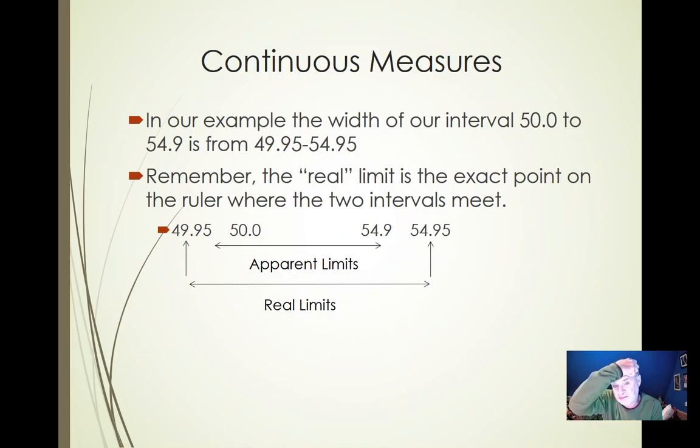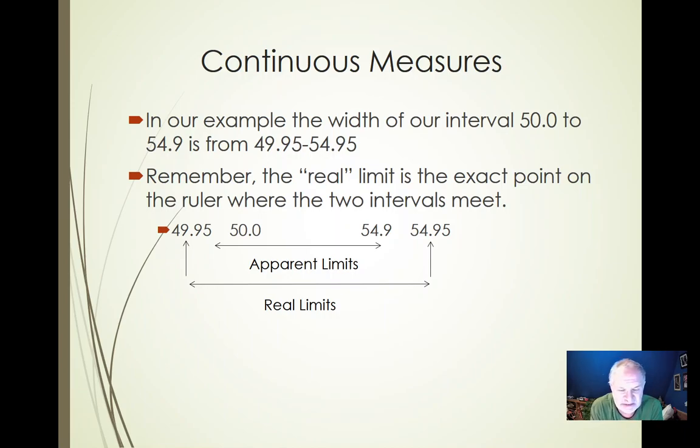Now, and I'll do it in a bit, if I create a grouped frequency distribution, and I say I want all the times between 50.0 and 54.9 seconds to be grouped together, my apparent limits are 50.0 to 54.9. But I have to look at the real limits. What are the limits for 50.0? Well, 50.0 ranges from 49.95 up to 50.05. 54.9 ranges from 54.85 up to 54.95. That's a tenth of a second.